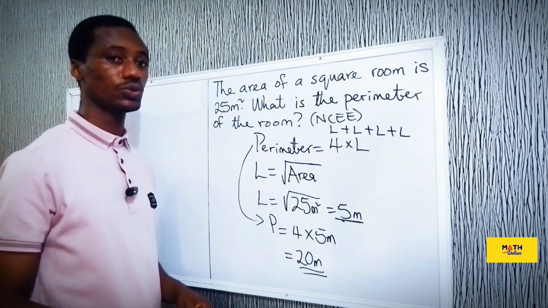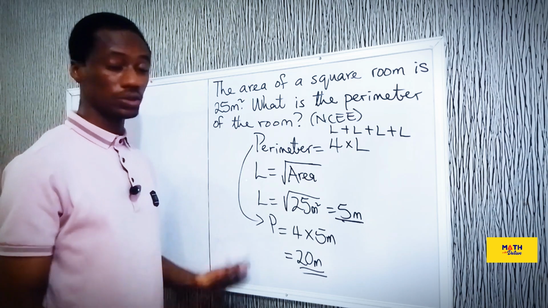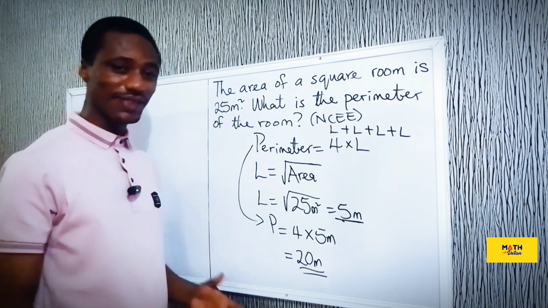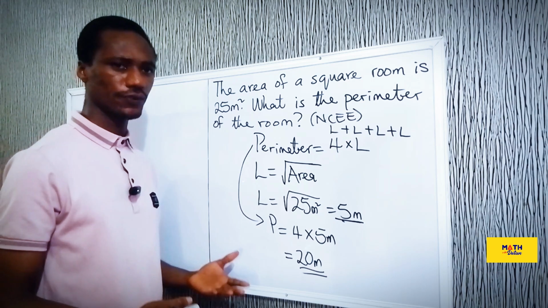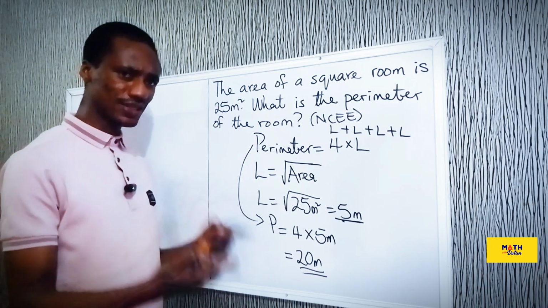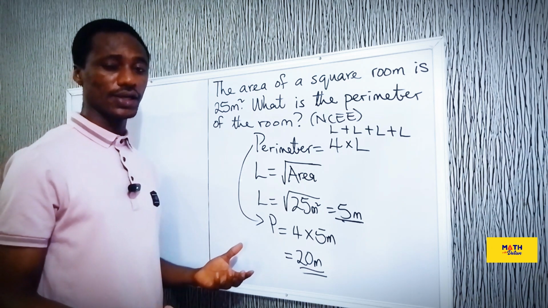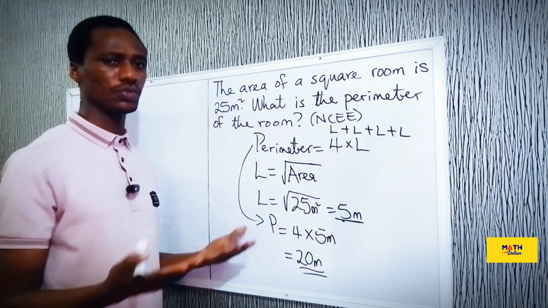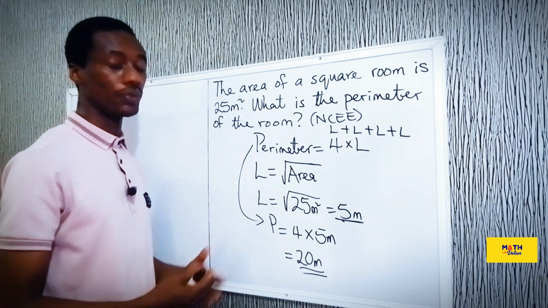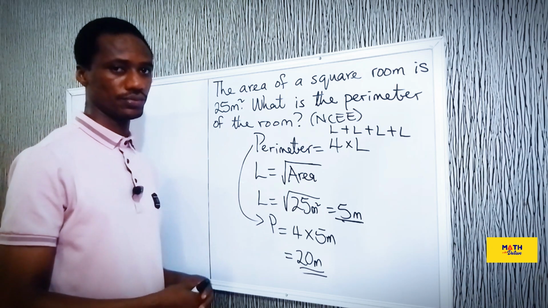So what did we do? We have the area of a square, we don't have the length, and we have to find the perimeter of the square. First, we take the square root of the area, and that gives us the length. Then we multiply the length by 4 to find the perimeter of the room.